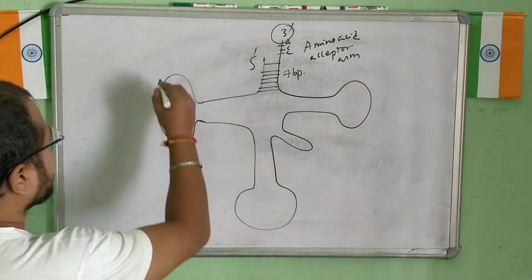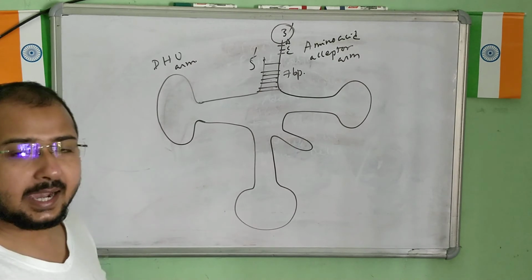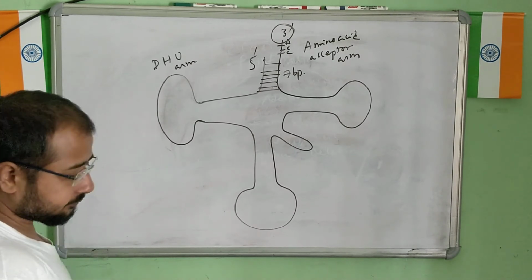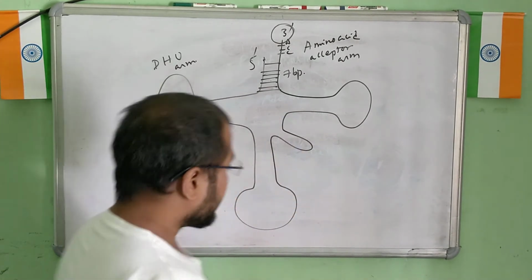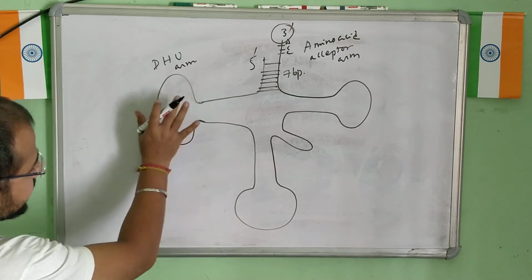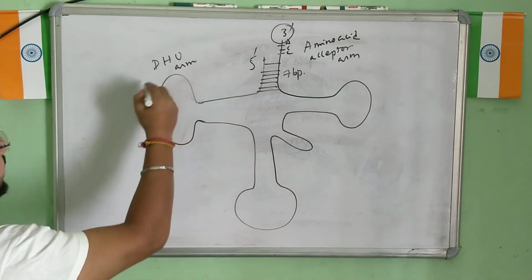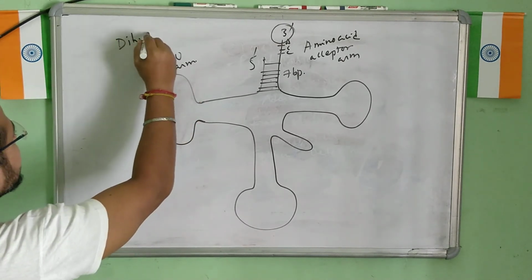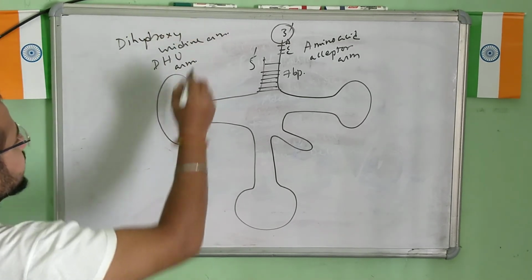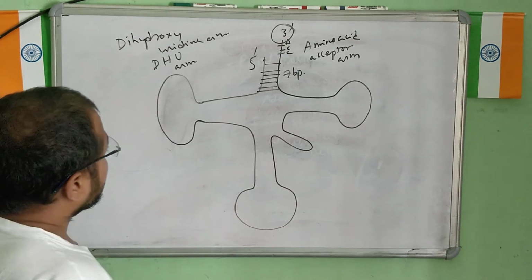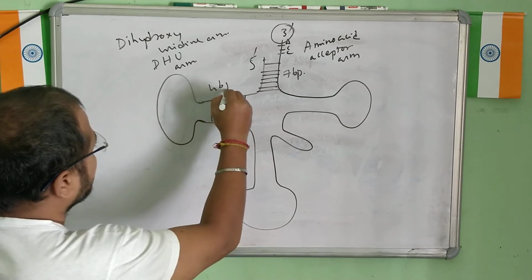Now, this is the DHU arm, the dihydrouridine arm. These 3 arms, the loop-like structures, you can see. So this is the DHU, dihydrouridine arm, and this is a 4 base pair long arm: 1, 2, 3, 4.